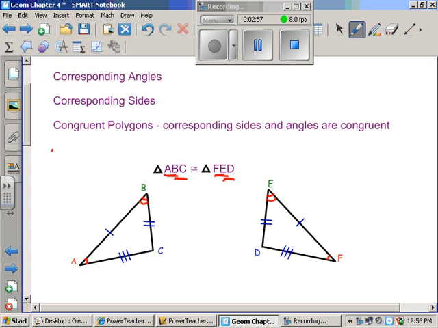So if I told you that triangle XYZ is congruent to triangle DEF, what angle in the triangle corresponds to angle X? B, right? What side corresponds to YZ? EF, right? Here's a tricky one. What side corresponds to XZ? DF, right? Does that make sense? They all correspond to each other. And they're listed that way in your congruent statement.